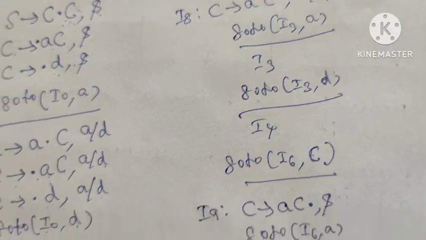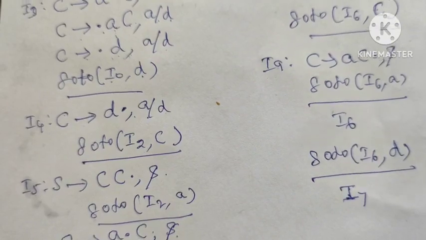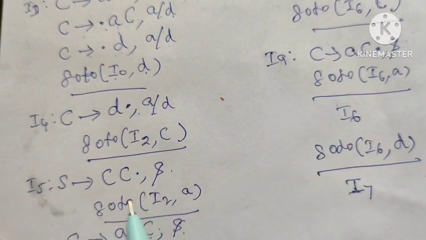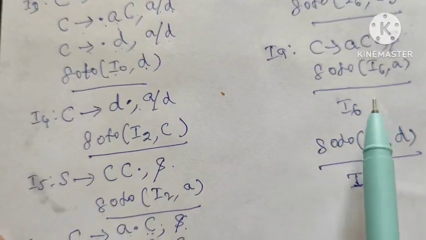Okay, now come to I5. I4 needs no processing because the dot is at the end, so we can skip it. Now in I5, the dot is at the end, so we can skip it as well. Now come to I6.